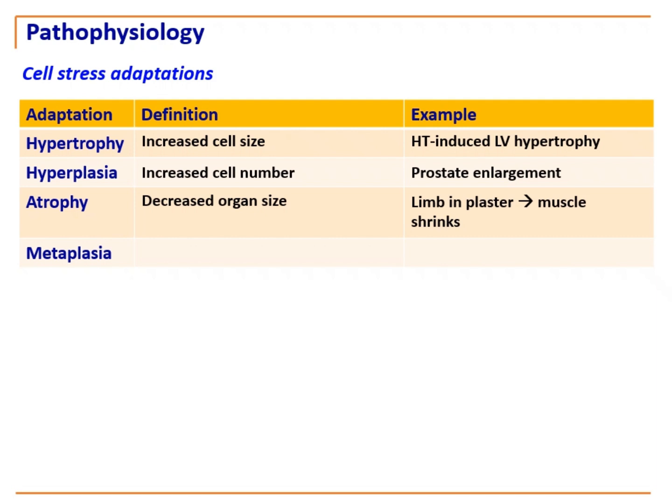And finally, metaplasia. So this is where you get cell type changes. So one cell type is replaced by another. So, for example, lung cancer caused by smoking.